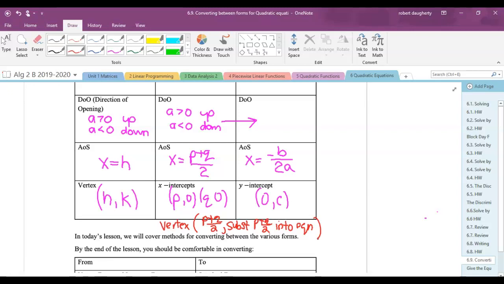Does that make sense? How do I do it over here? How do I find the vertex over here? Yeah, so negative b over 2a is the what? The x coordinate of the vertex. So it's going to be negative b over 2a, and then what do I have to do? I have to substitute negative b over 2a into the equation. So this was all stuff we learned in Unit 5, okay? You need to be very solid on this, okay?